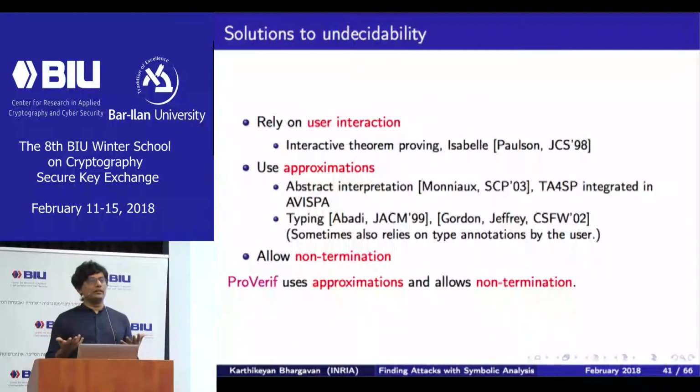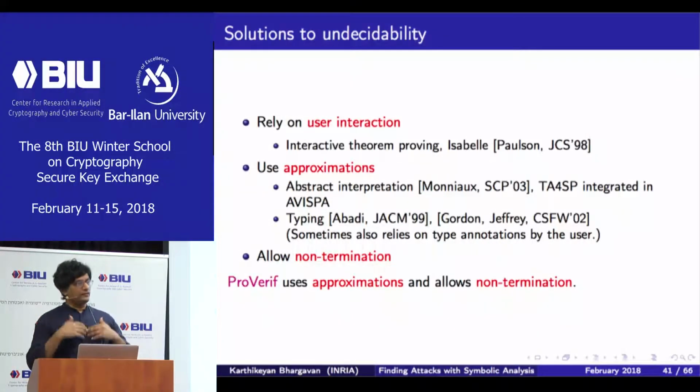One is you can use user help, right? You can use human help to guide the proof, because an algorithm cannot for sure say yes or no. And that's what interactive theorem proving tools like Coq and Isabelle and so on do when they are doing security proofs. Or you can use approximations. There are various kinds of approximations you can use to make a conservative analysis, which means that if you find a proof after the approximation, it's still a proof. But if you find an attack, it might be a false attack. Okay? So you have false positives, but you don't have false negatives.